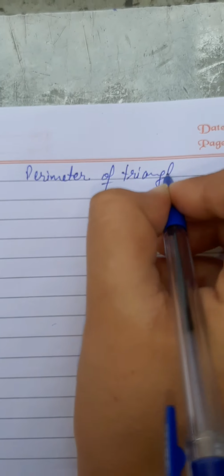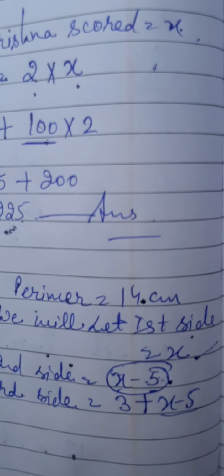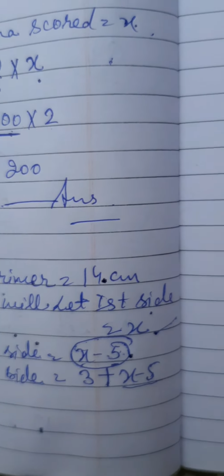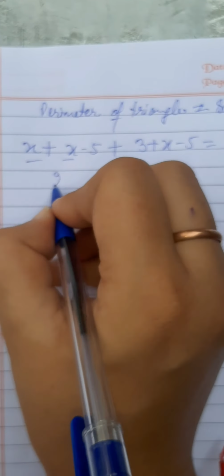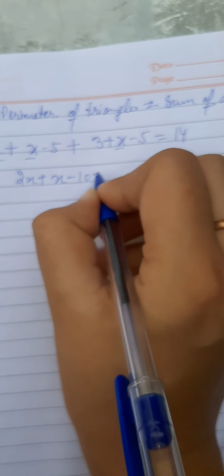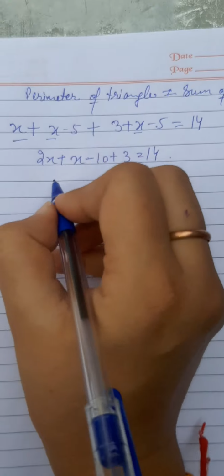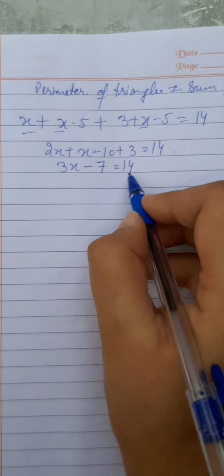Now we know that the perimeter of a triangle is the sum of all sides. So first side is x, second side is x minus 5, third side is 3 plus x minus 5, and perimeter is given as 14. Now x plus x is 2x, plus x is 3x, minus 5 minus 5 is minus 10, plus 3, is minus 7, is equal to 14. So 3x minus 7 is equal to 14. This is the equation.